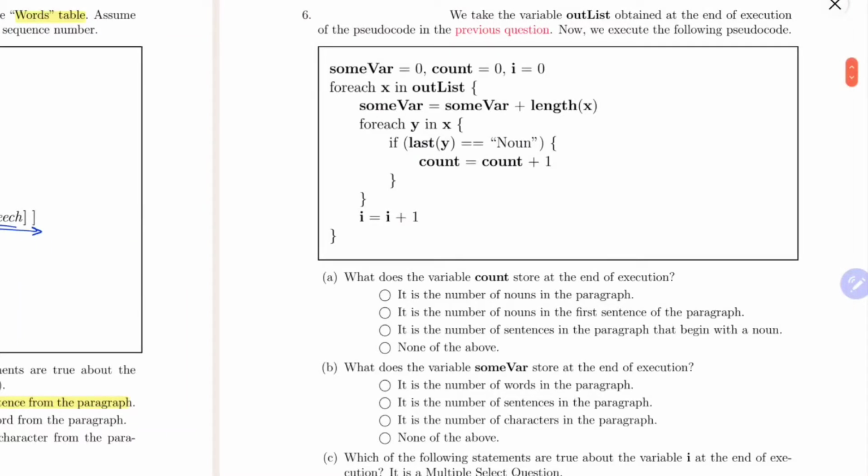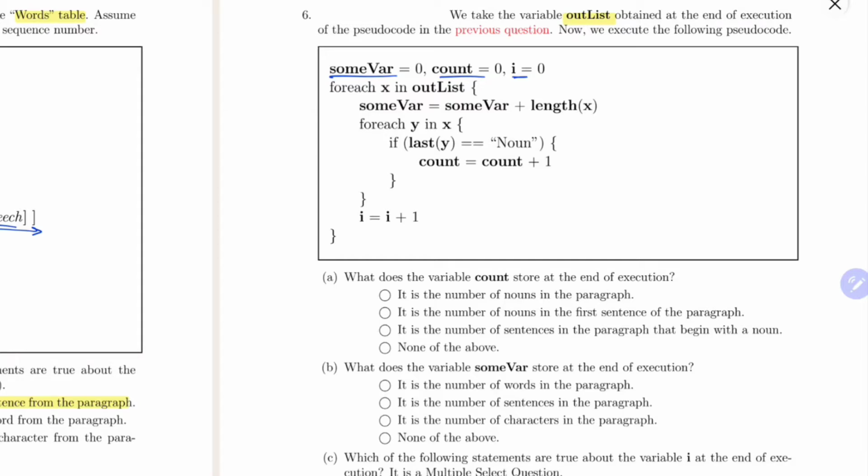So our question number 6 is, we take the variable outlist obtained at the end of execution of the pseudocode in the previous question. Now we execute the following pseudocode. So after the previous pseudocode, the following pseudocode is executed. So let's read it. So we have three variables: somevar, count, I.